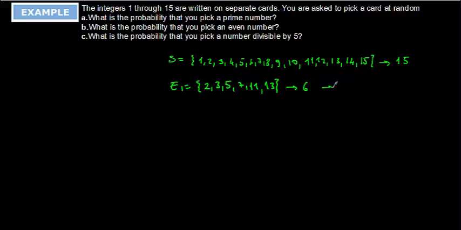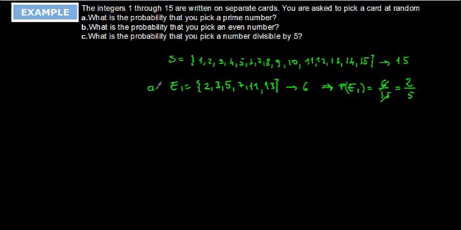So the probability of the event 1 is going to be 6 over 15, which is divided by 3, 2 over 5 is going to be.